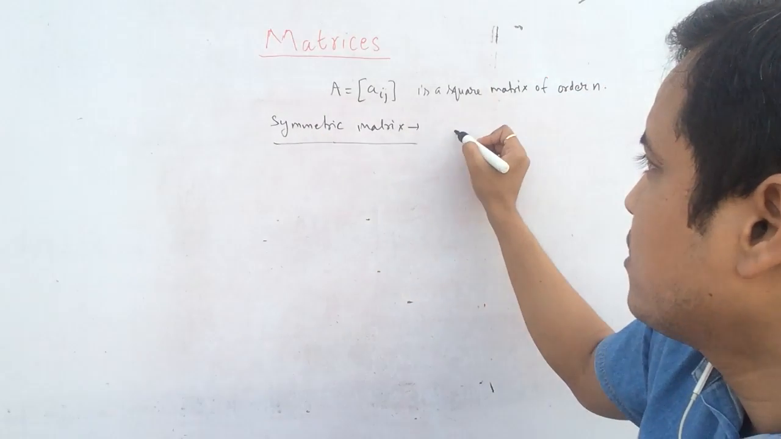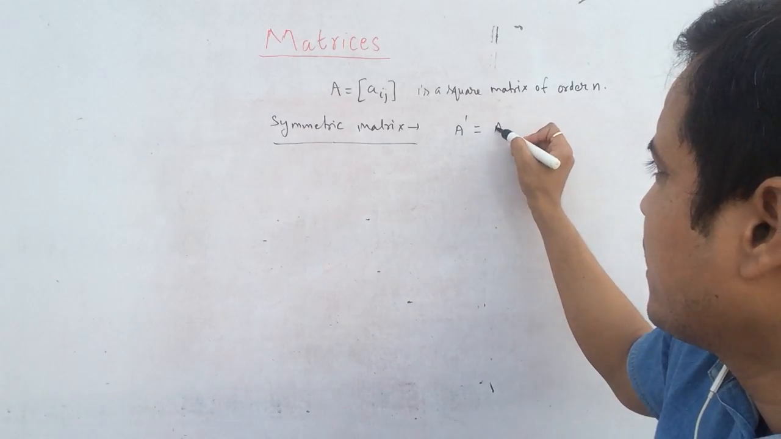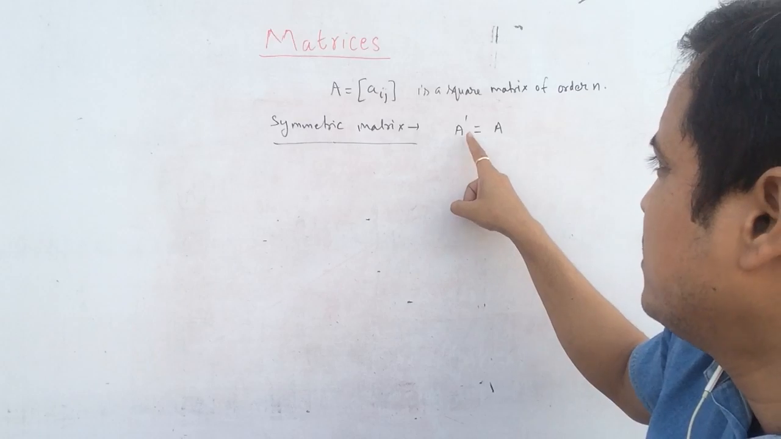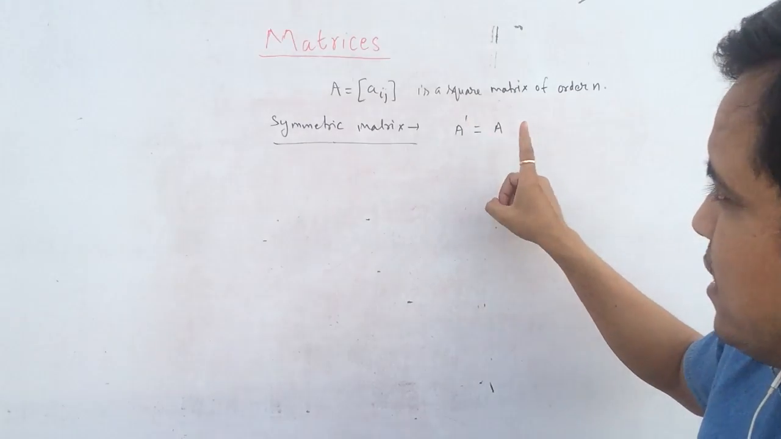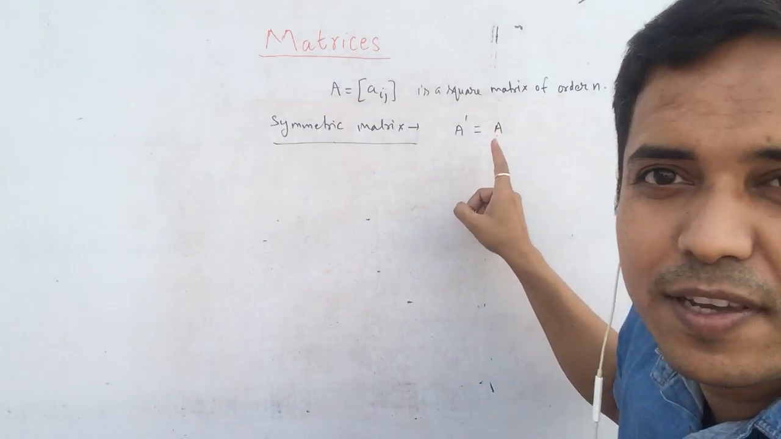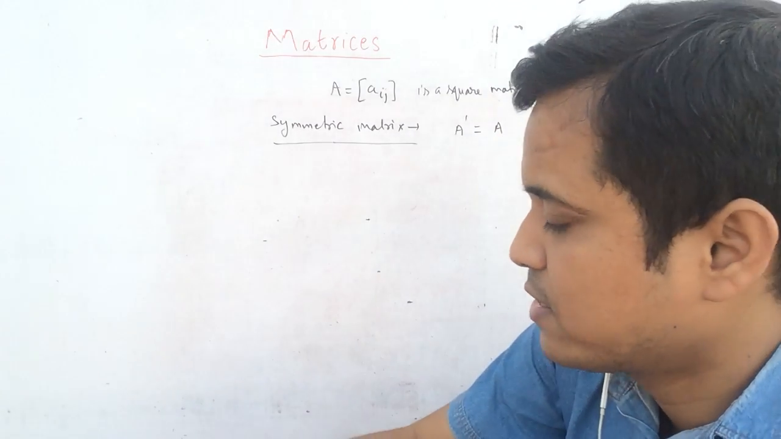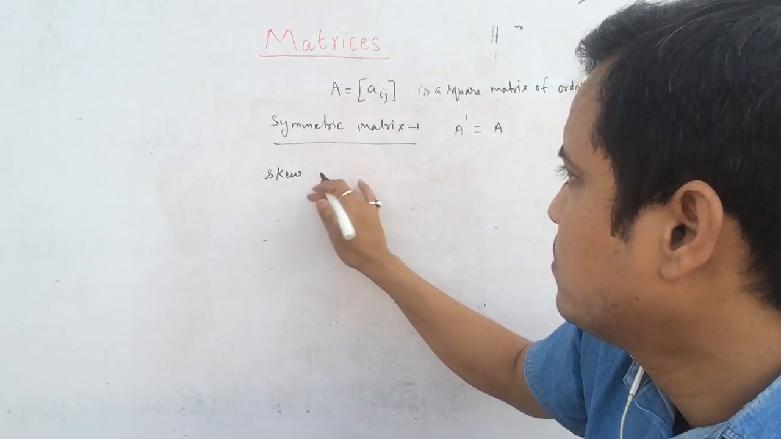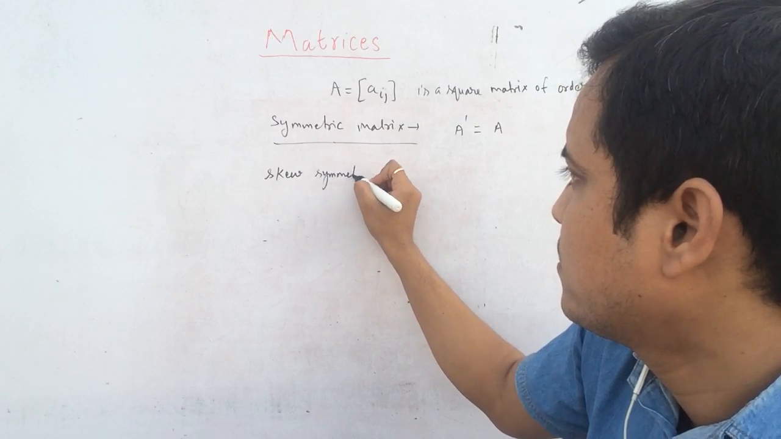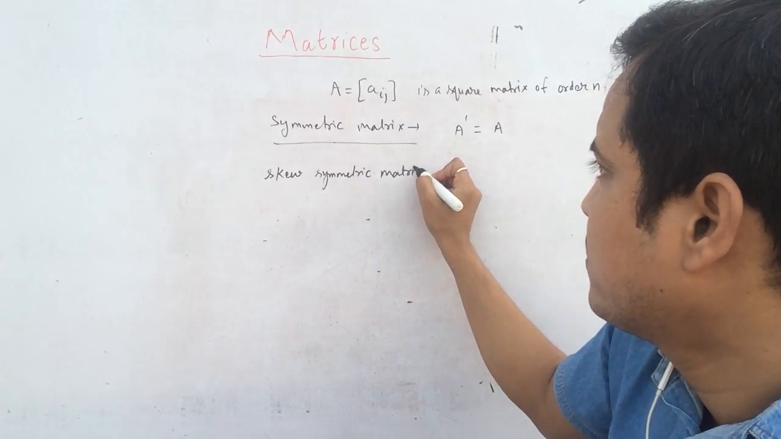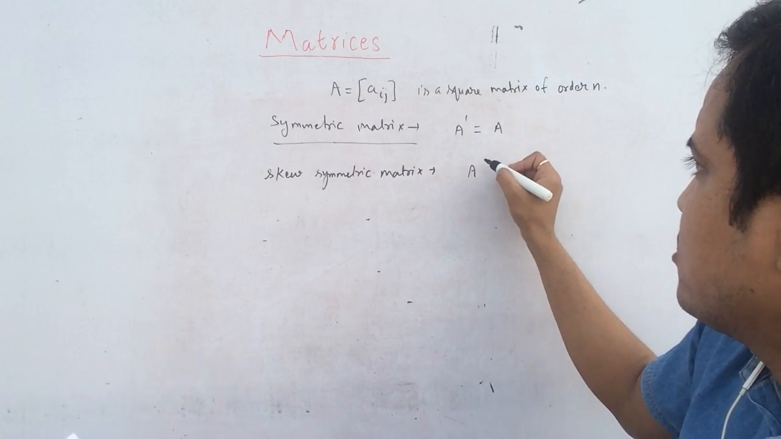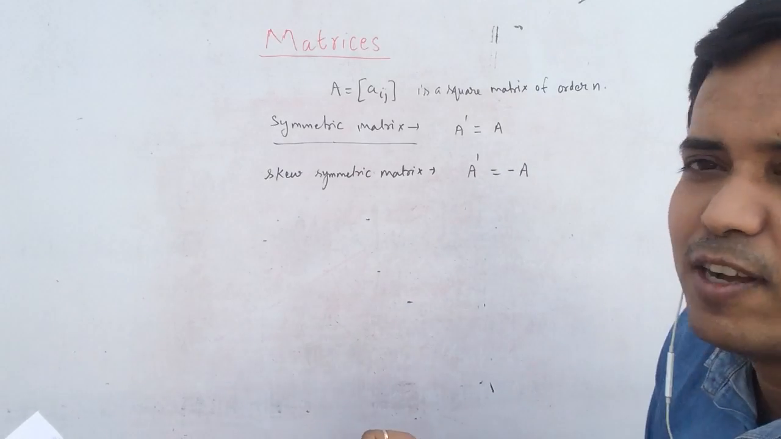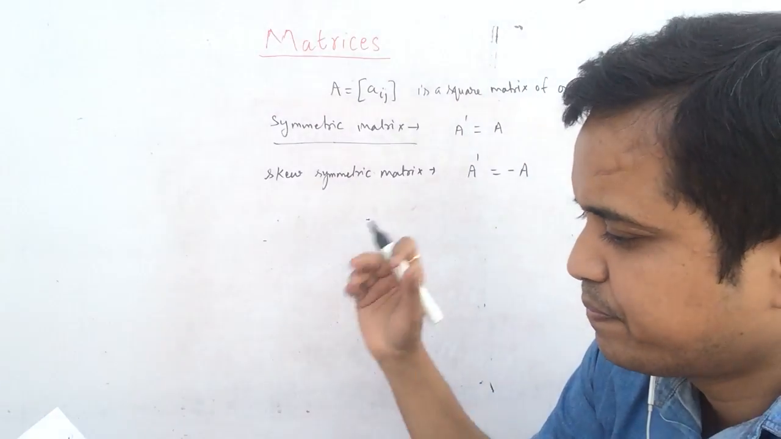So in the symmetric matrix, if A transpose is equal to A, then it is called a symmetric matrix. That means if you take the transpose of the particular matrix, and if you get the same matrix again, then you would say this is a symmetric matrix. What about skew symmetric? Skew symmetric matrix. Okay. In this, if you take the transpose of any matrix, and if you get the negative of that matrix, minus A, then it would be what?